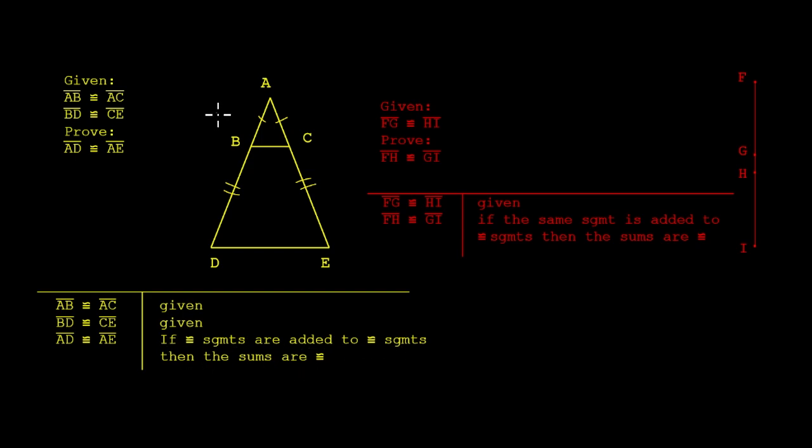Quick number thing to make it more salient. Let's say that's 2 and that's 5, and then that's 2 and that's 5. Then the whole thing here would be 7, and the whole thing here would be 7. Specific numbers make it easier to see, but make sure you can do this just as a general thing.